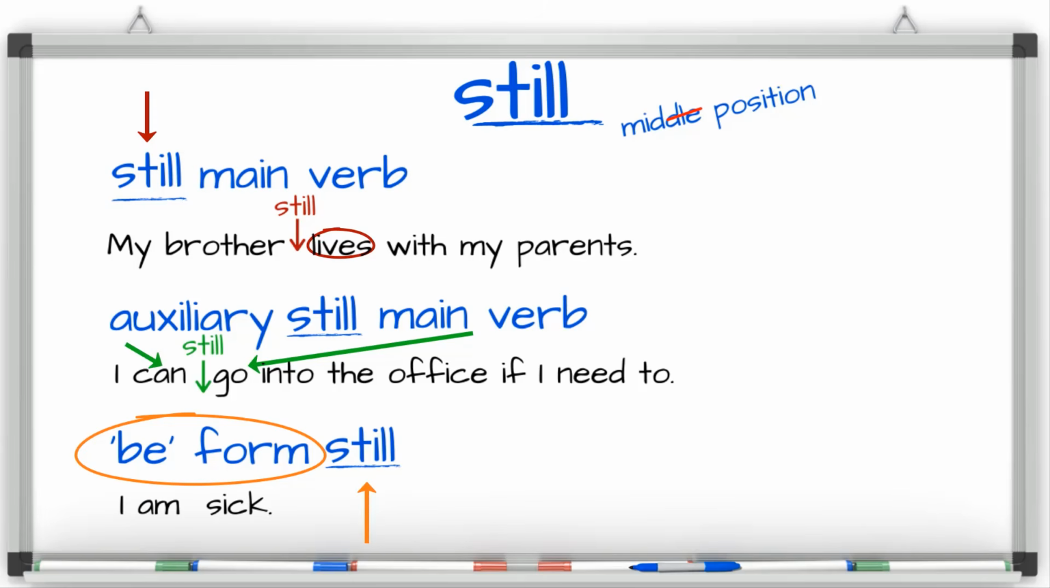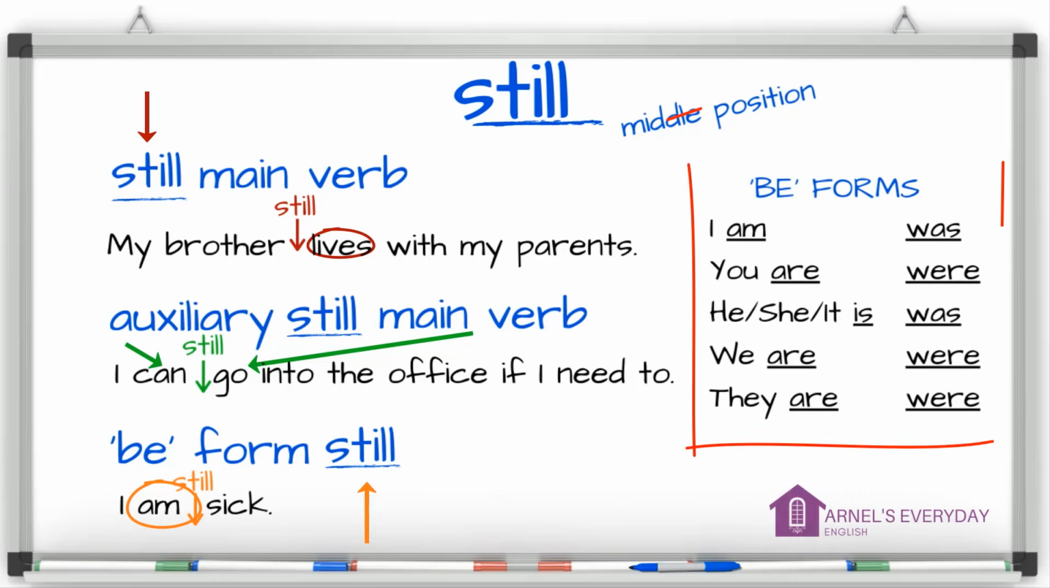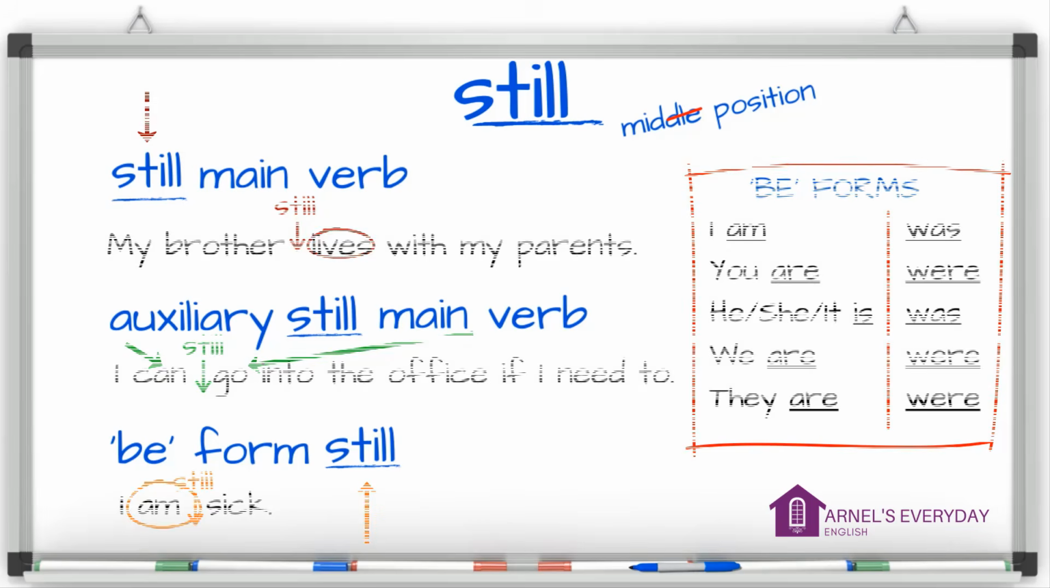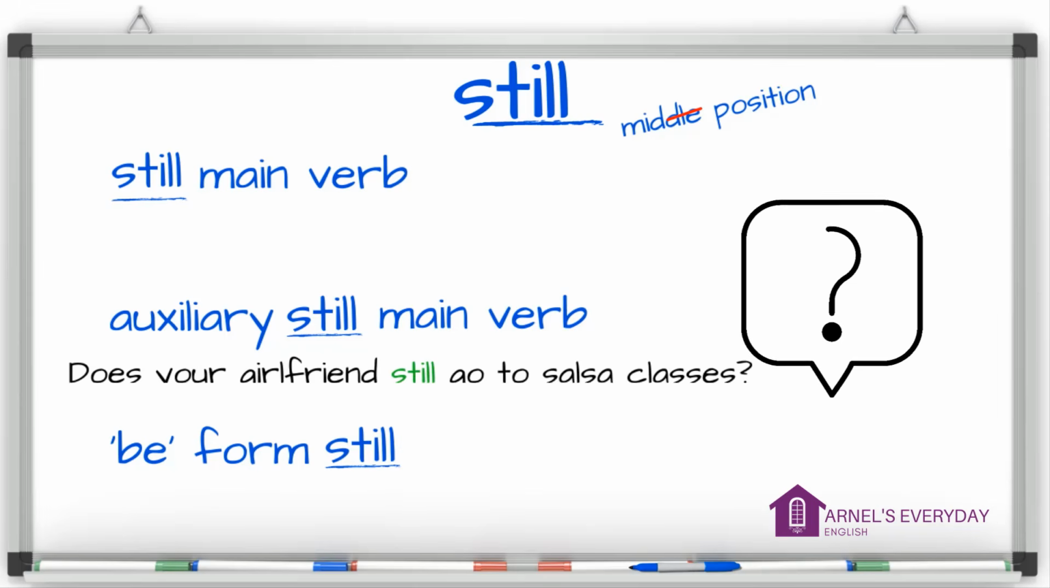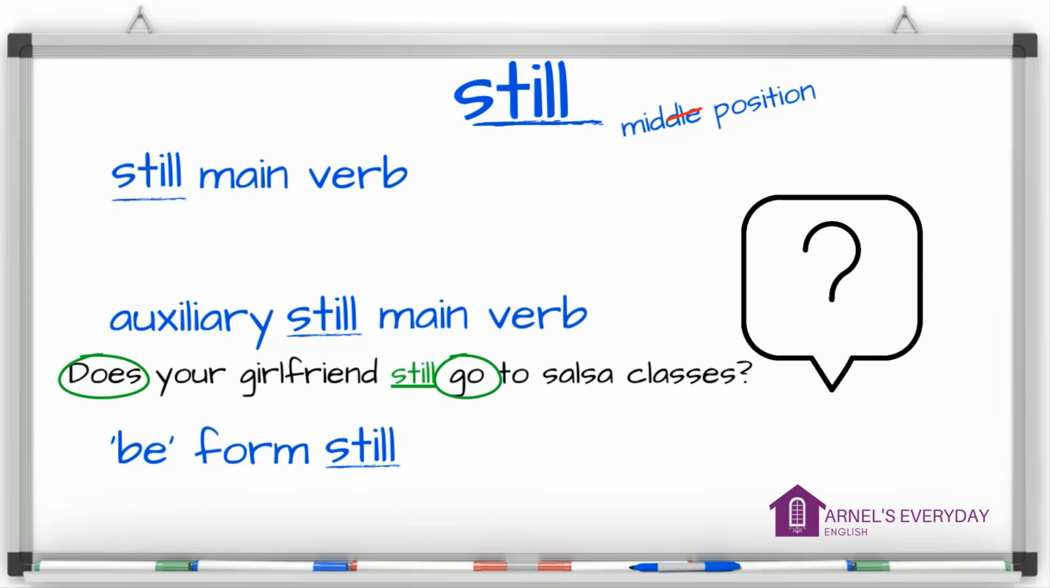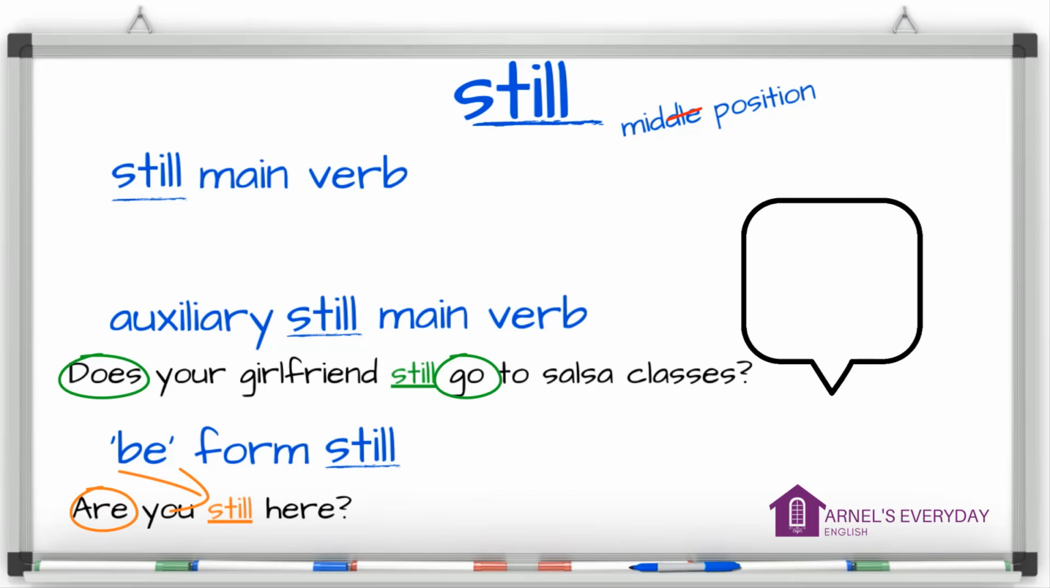I'm sick. I have my be form and still goes after it. I'm still sick. Remember the be forms? These are the be forms you need to look out for. These rules are the same for questions. Does your girlfriend still go to salsa classes? Auxiliary, main verb. Are you still here? After be.